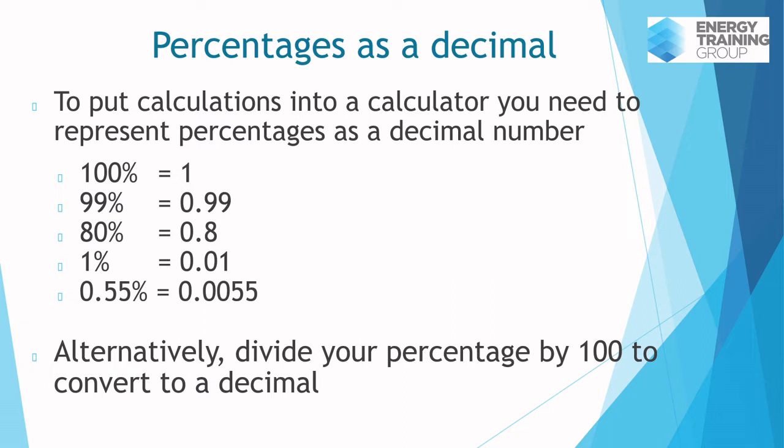However, if you're struggling with moving the decimal place, you can just divide your percentage by 100 and that will convert it to a decimal. So if you did 99 divided by 100, you would get 0.99. And then you can use that number in your calculations.